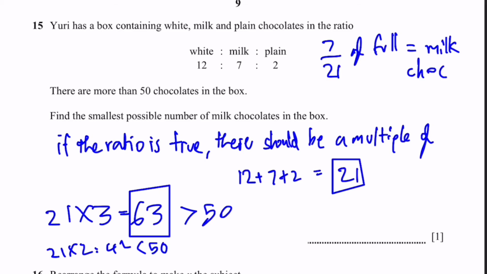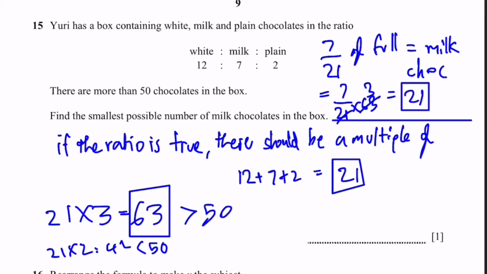I'll just say as milk choc. So that means it'll be 7 by 21 into 63, cancel out. That'll be 21 milk chocolate. That's the answer, 21 milk chocolates.